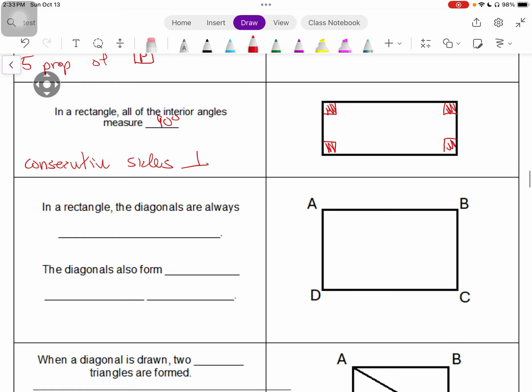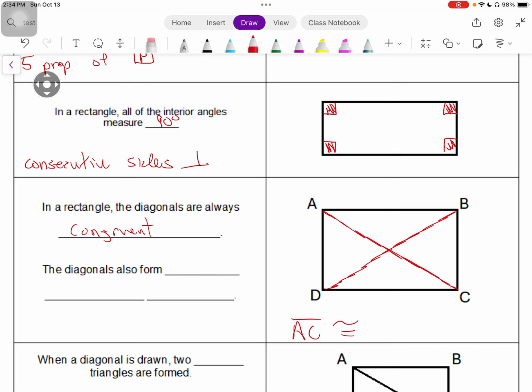In a rectangle, the diagonals are always congruent. So if I draw these diagonals in, this A to C and this B to D, what's a little different about this than the parallelogram is that we also know that AC is congruent to DB. The two diagonals are the same length.